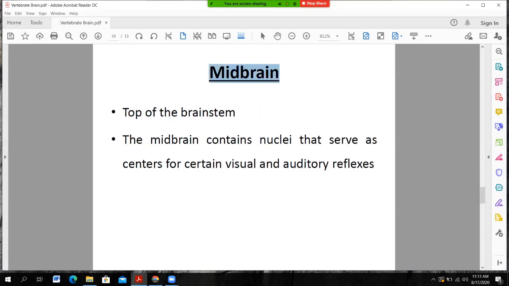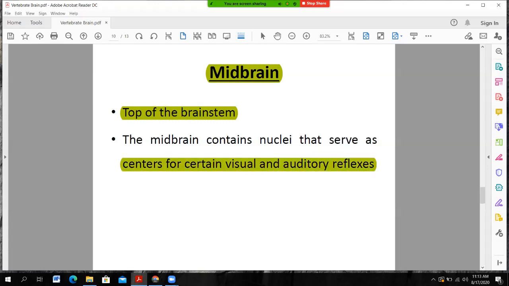Midbrain is another important section of the brain, and this section is at the top of the brainstem. The brainstem consists of the midbrain, pons, and medulla. These three important structures make the brainstem, and the top one is the midbrain. The midbrain contains nuclei that serve as centers for certain visual and auditory reflexes.